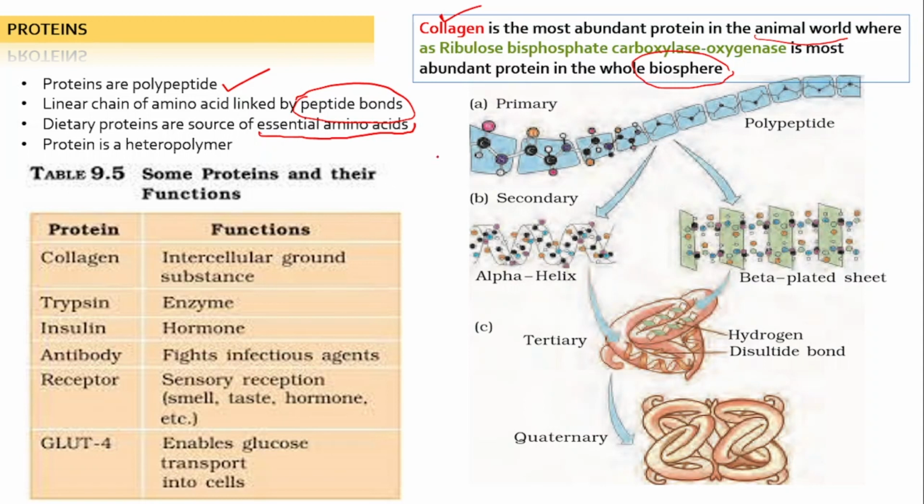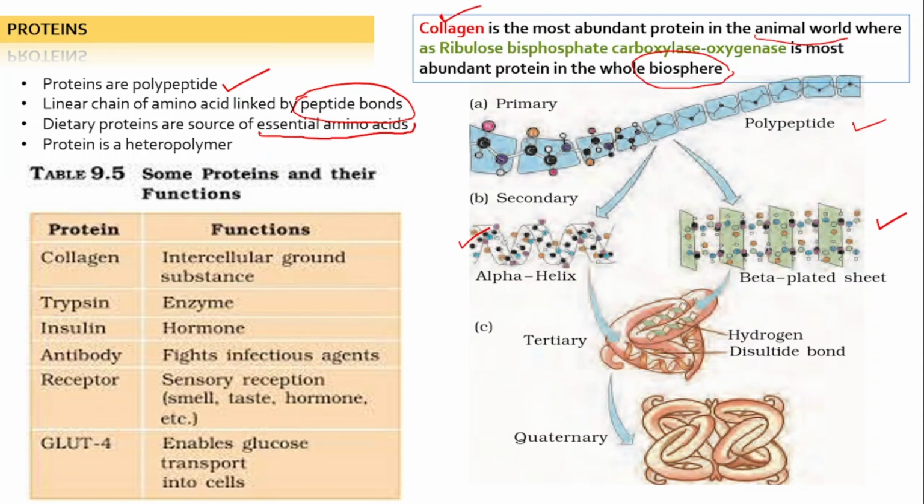Okay, and we have the structures of protein. Here we have the primary structure, which is made up of polypeptides, meaning amino acids linked together with the help of peptide bonds. And we have secondary structures, which are of two types: alpha helix and beta pleated sheet. We learned about the alpha helix and beta pleated sheet during the introduction to the cell, the unit of life.